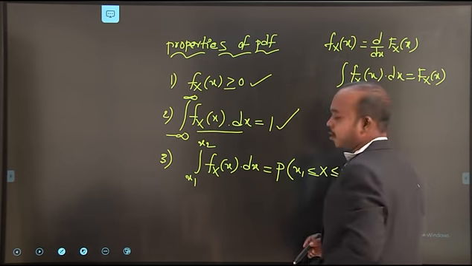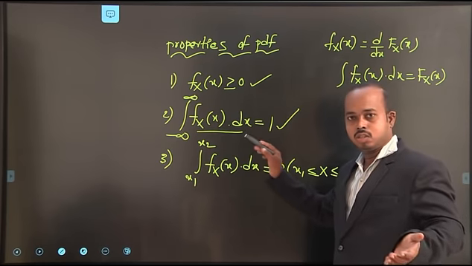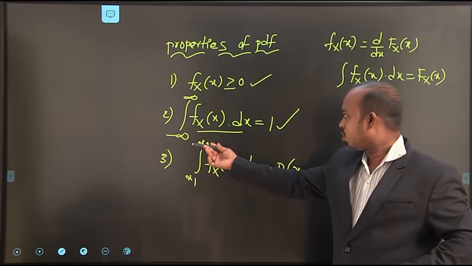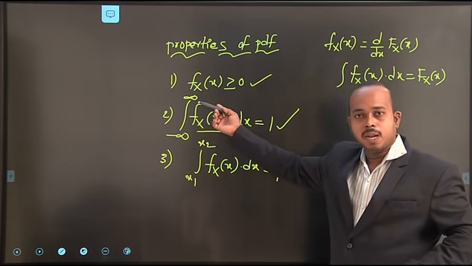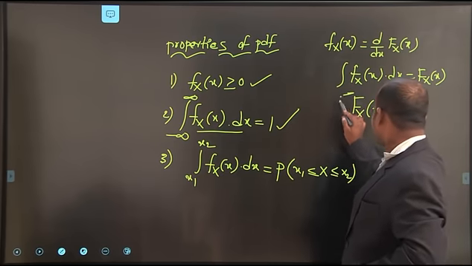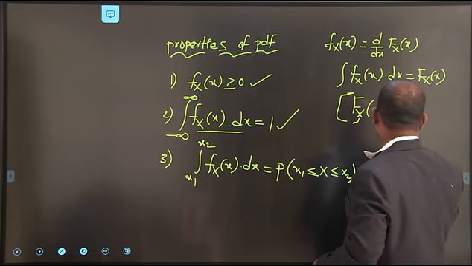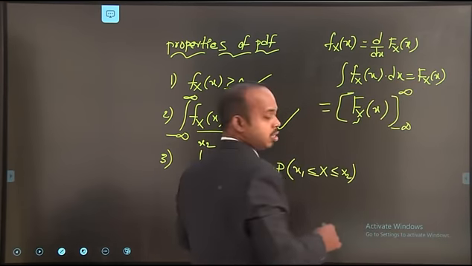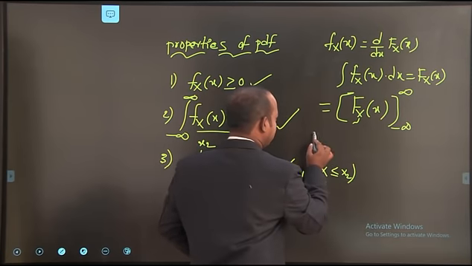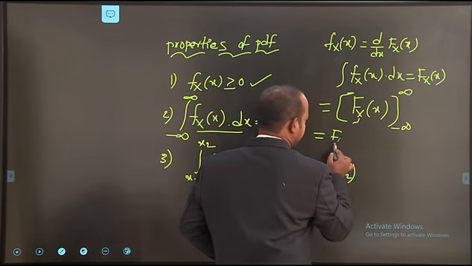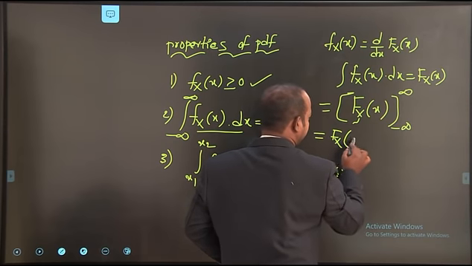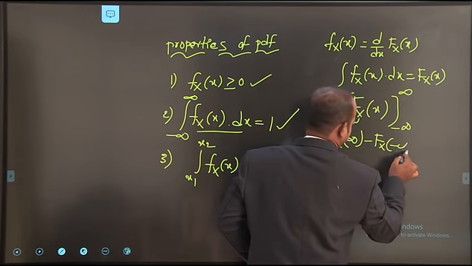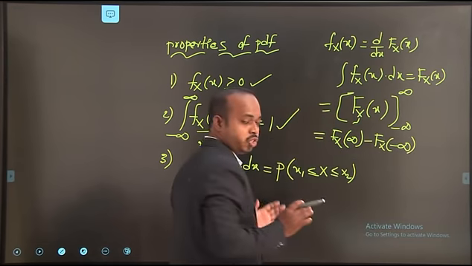Already we know that the integration of a density function is the distribution function. But you can apply the limits. What are the limits we have in this formula? Minus infinity to plus infinity. We can substitute these limits in the distribution function. Now you can rewrite this function as Fx of the higher limit, plus infinity, minus Fx of minus infinity.